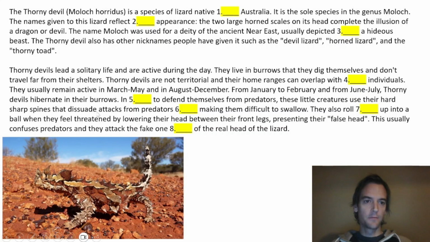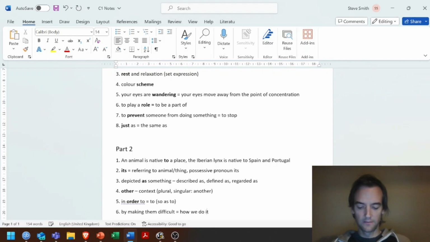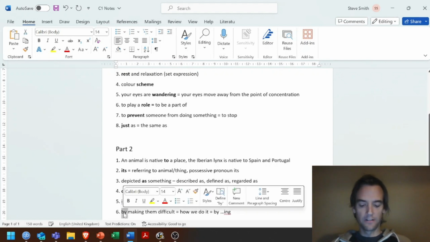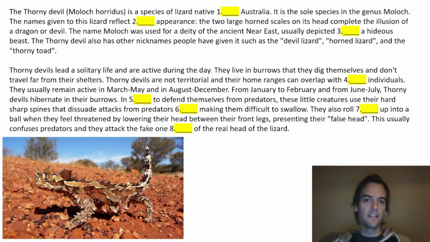They use their hard, sharp spines that dissuade attacks from predators, making them difficult to swallow. Well, how do they do it? By making them difficult to swallow. So by is a preposition that describes how we do something, isn't it? How we do it equals by, and then with ing. By doing this, you can do this. So we understand the structure, and again, you can make your own sentence. By studying every day, you can pass the exam.